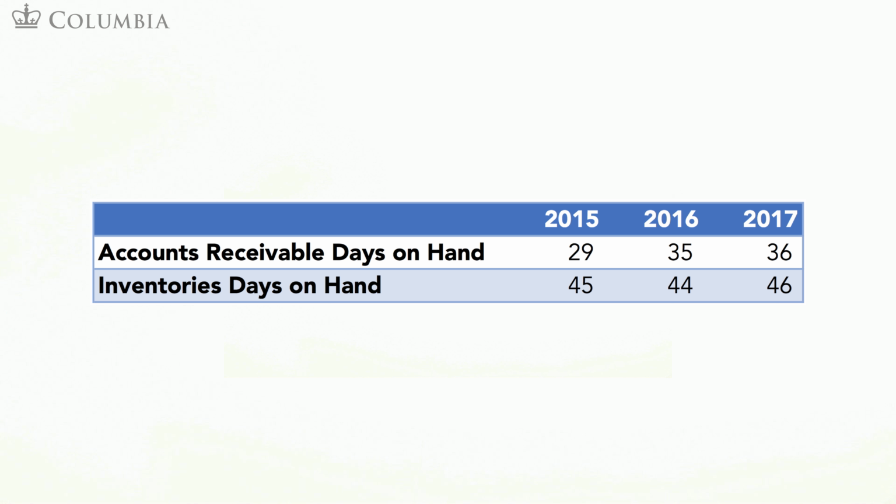Let's see the historical information for accounts receivable days on hand. As you can see, accounts receivable days on hand starts at 29 days in 2015 and increases to 36 days by 2017. This ratio is not constant, and so simply taking an average might not be such a good idea. Something is going on, and we should understand what it is before trying to estimate accounts receivable for 2018.